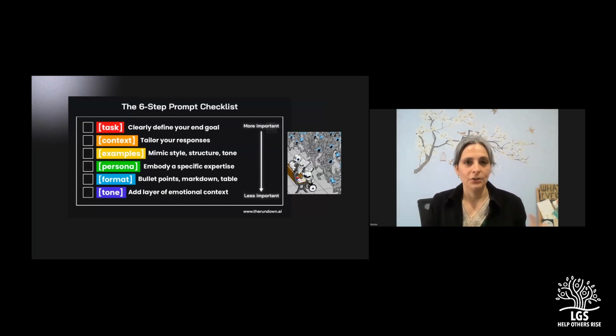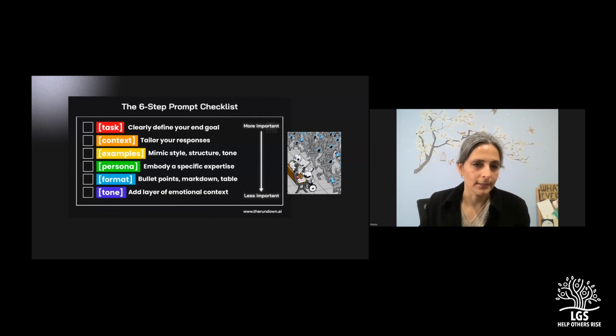For this, I use a 6-step prompt checklist. The first is that you want to clearly define your task. What's your end goal? I've also put up here which one is more important versus less. The second is you want to tailor the context. What is the context where I am? What is it that I want? Provide some examples. Okay, I'm looking for a table, or for this kind of structure or style, and this is the reason why.